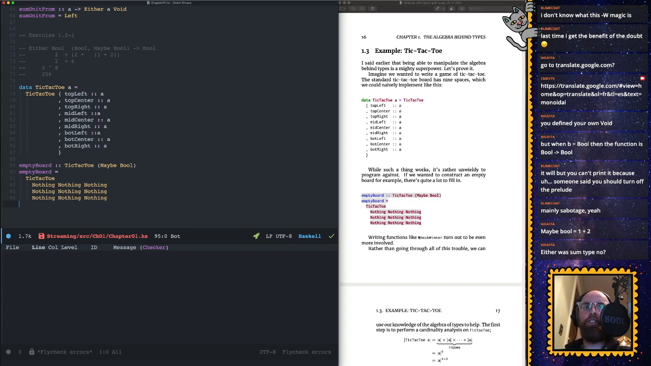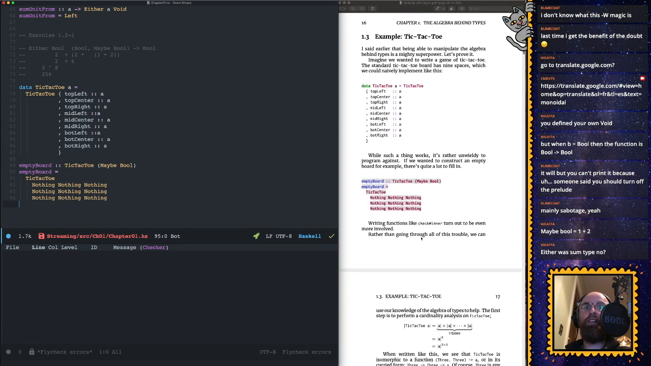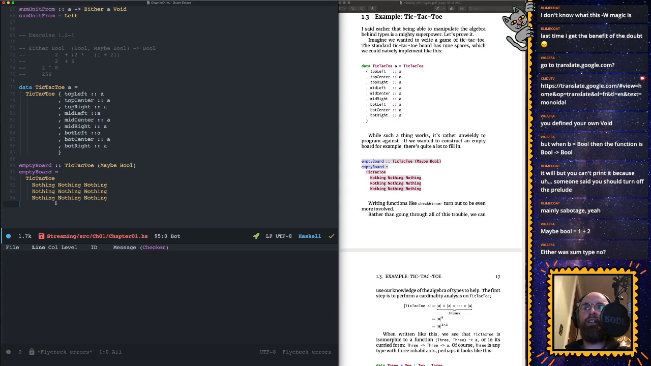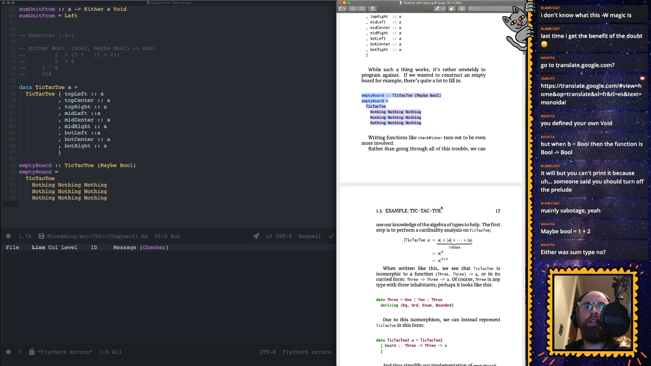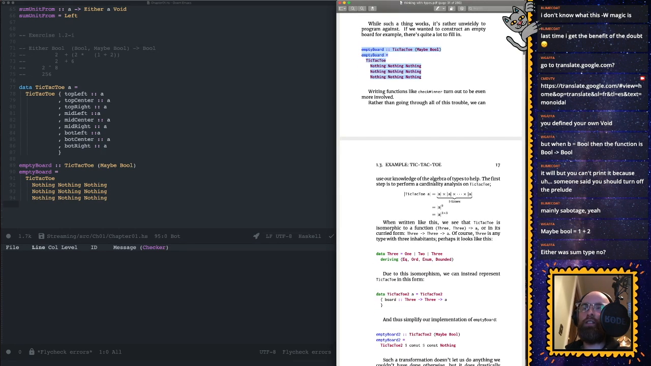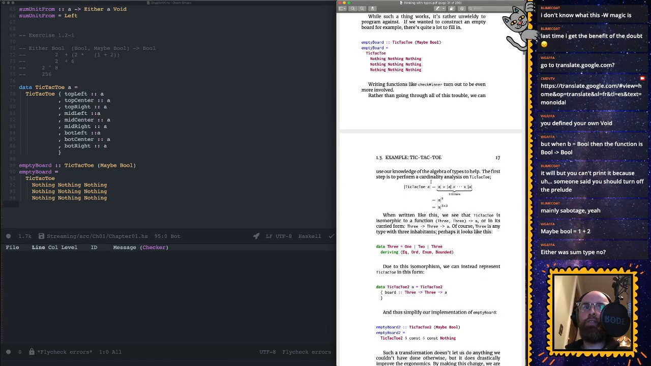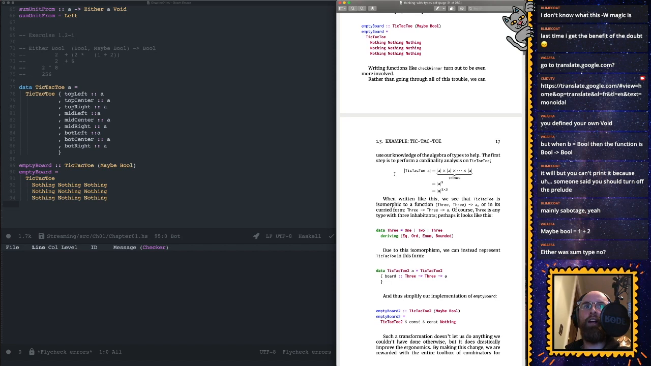Writing a function like check winner turns out to be even more involved. If we want to check winner, oh my goodness, I wouldn't even like to think about it if it's like this. So rather than going through all this trouble, we can use our knowledge of algebra of types to help. The first step is to perform a cardinality analysis on tic-tac-toe.